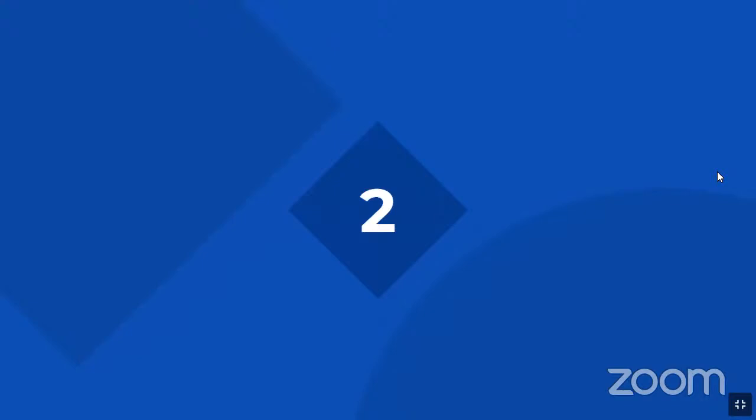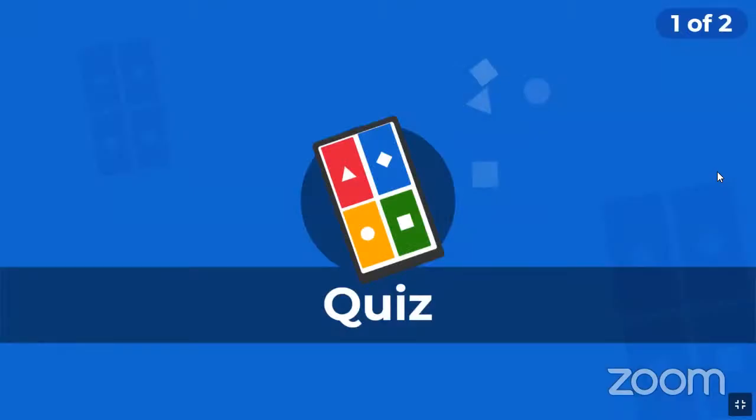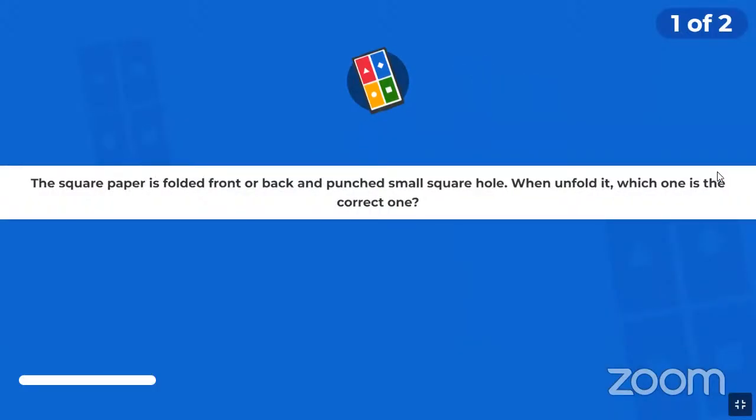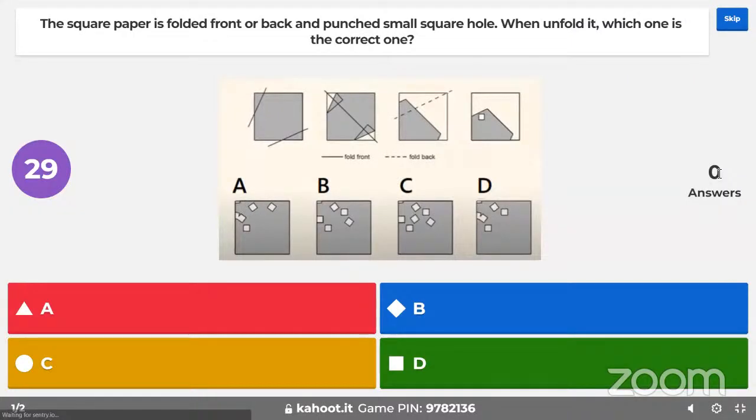So this is how you will have to play the game. There will be two questions for this particular demo quiz. You can see the question on our YouTube channel. You can answer the question through the Kahoot application, in which you have to enter the pin. You can still see the game pin at the bottom of the page. 9782136 is the game pin. You can use this game pin to enter the game and play.